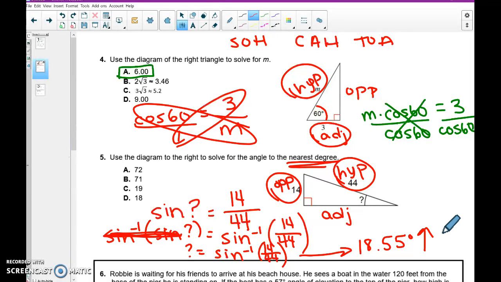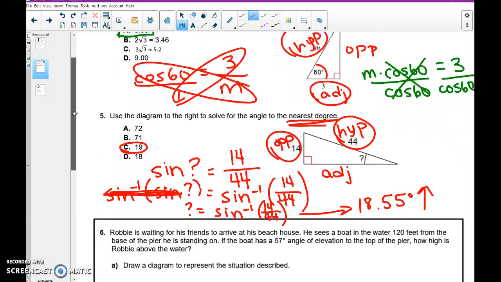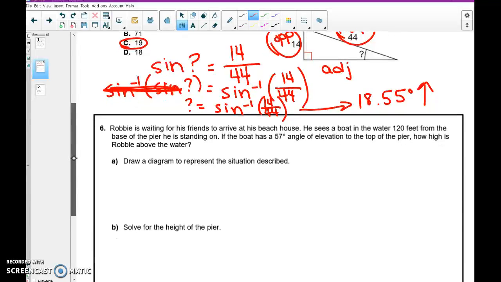If it's 0, 1, 2, 3, or 4, you would round down. Since it's 5, we're going to round up. So that means you should have rounded up to 19. So if you put 18, you would have gotten that marked wrong. You need to be able to round properly. Don't rush through it after you do so much good work.